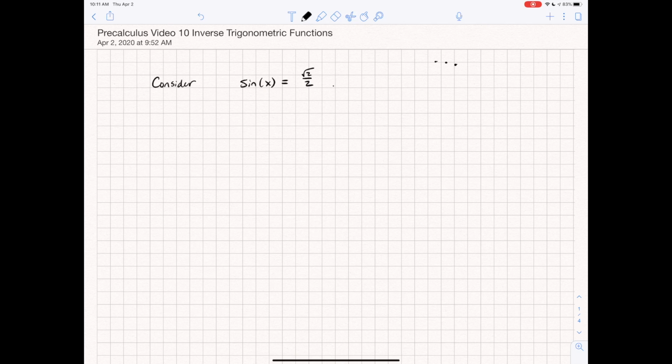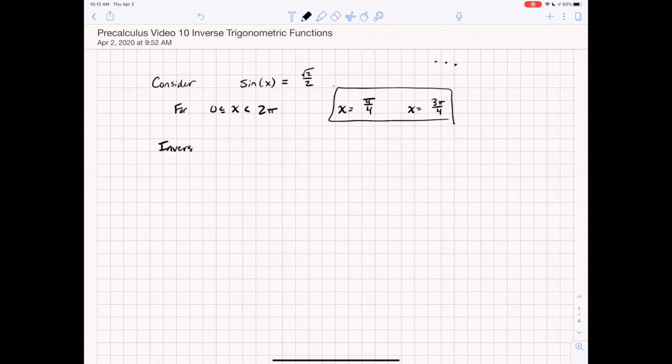So say, for example, we considered this equation, sine of x is equal to root 2 over 2. Now, if I'm considering solutions just on the one revolution of the unit circle, then we know that sine is going to be equal to root 2 over 2, specifically at pi over 4 and 3 pi over 4. There are going to be two answers to this since there are two places where y can be positive on the unit circle.